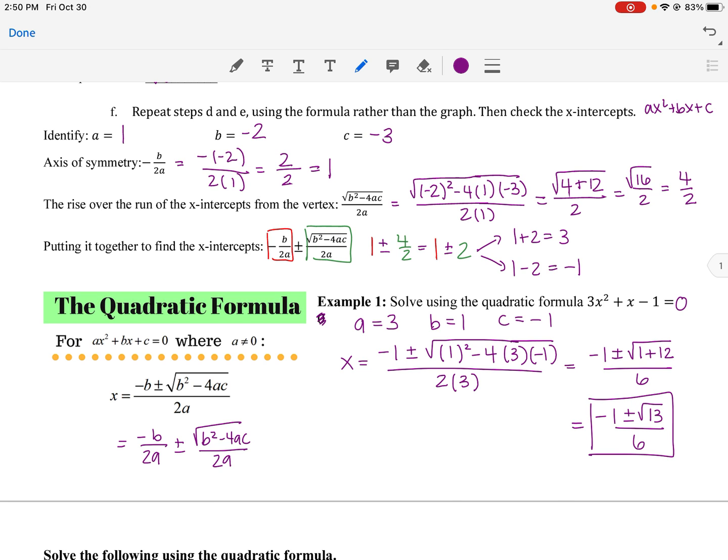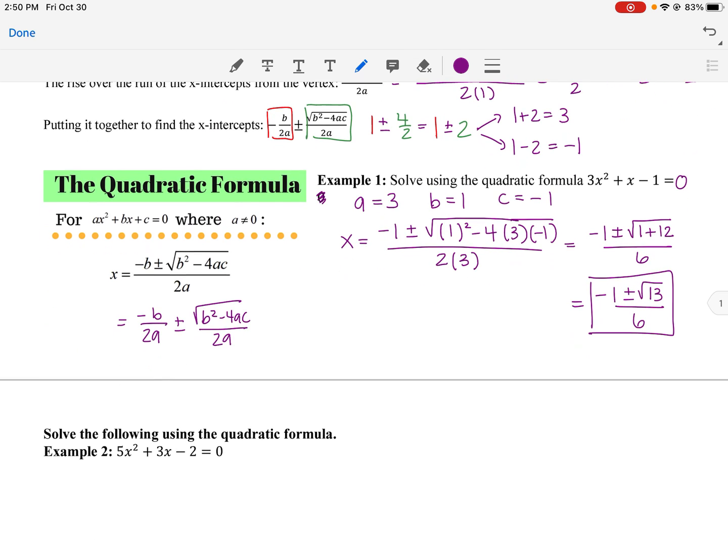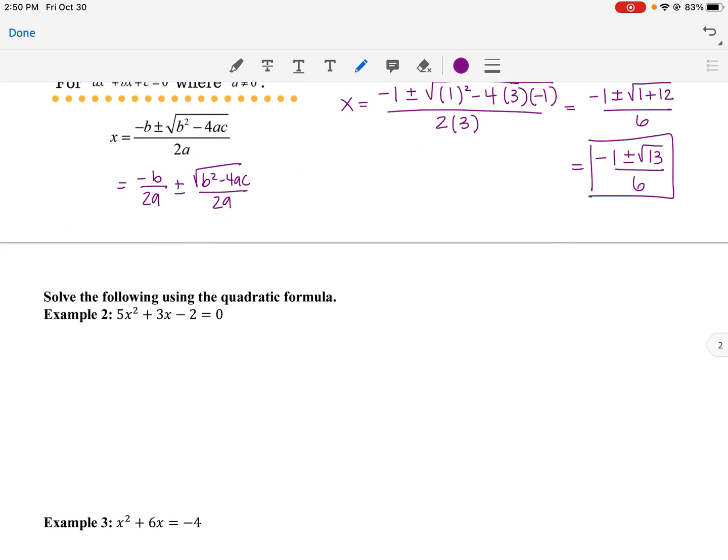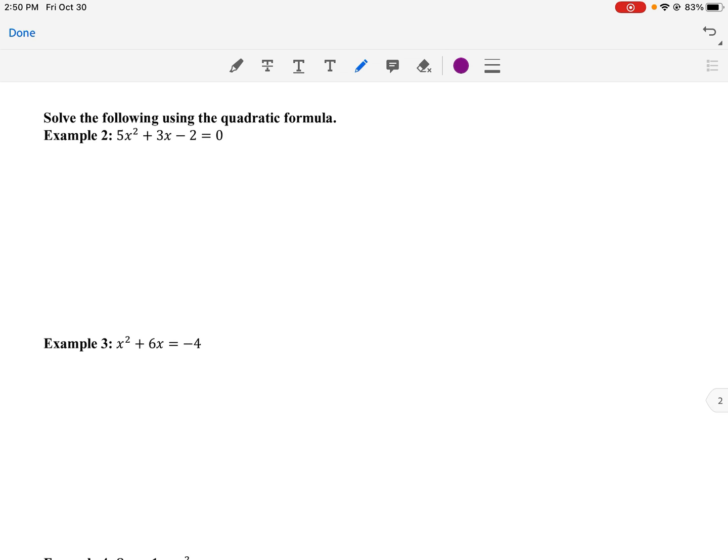So you'll notice with something like this, you're like, okay, that's not going to be just a nice number, right? So if you evaluate it on your calculator, we're going to get some decimal approximation for where that crosses the x-axis. So let's go ahead and do it again. We're going to do it with a few different equations. So solve the following equations using the quadratic formula.